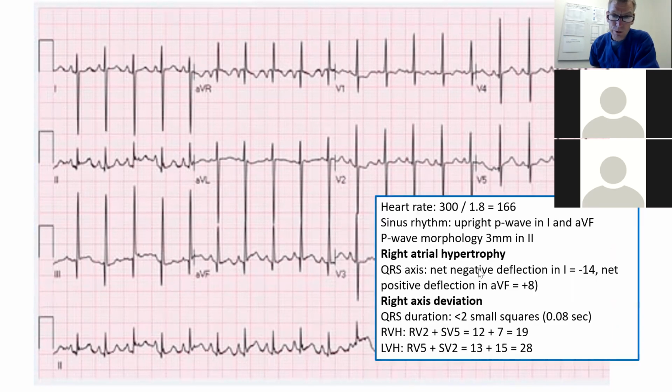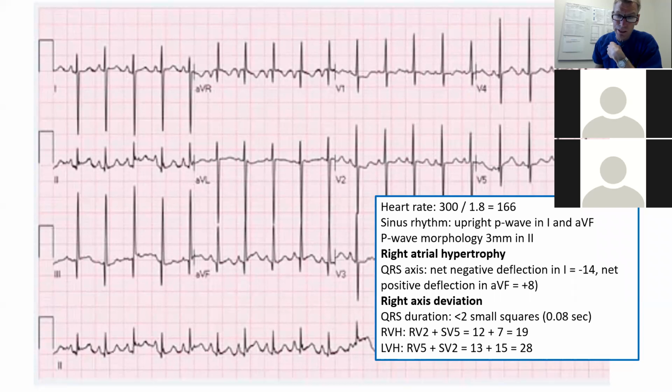And I remember we talked last week about the way you look at an ECG. You first of all look at the heart rate. So 300 divided by the number of large squares. So I've done this for you. It's 1.8 large squares. So 300 divided by 1.8 is 166.